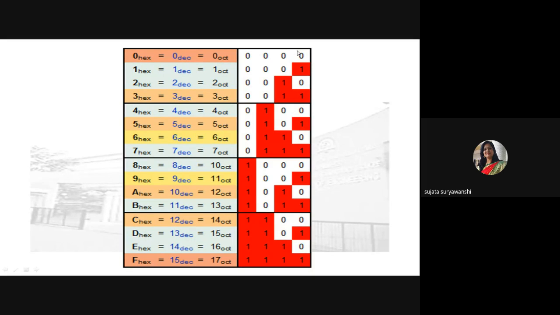Simply start with 0 and write down the weightage for each bit. The LSB bit has weight 1, the next bit has weight 2, then the next bit has weight 4, and the last one has weight 8. After writing those weights, you can easily write down the binary equivalent of any decimal digit.